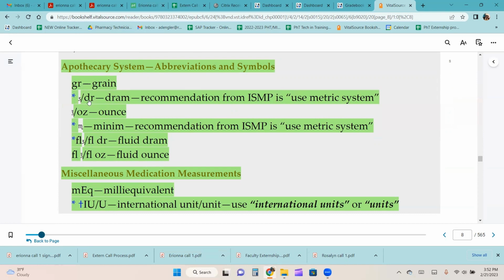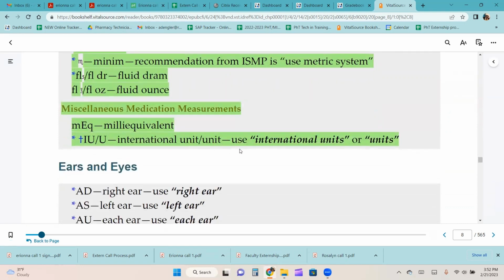We have for dram, this is the symbol. For ounce, this is the symbol. For minim, this is the symbol. For fluid dram and fluid ounce, that's the symbol. We will go over those more in depth.